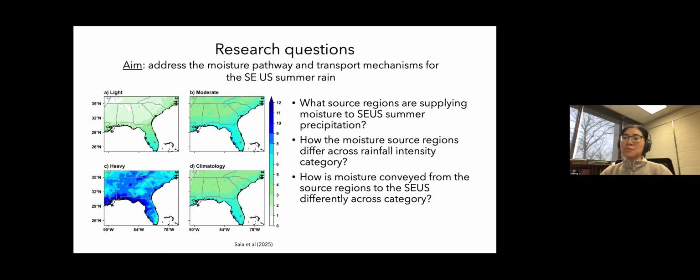And we also would like to address how the moisture is conveyed from the source region to the southeastern US differently across the different rainfall categories.